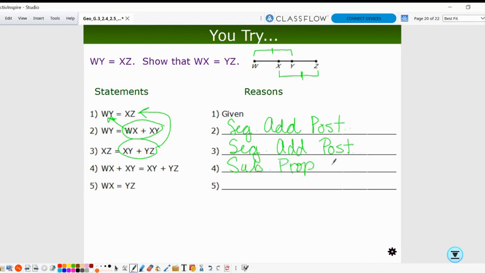Again, you might also say this is of equality. You might also say transitive property of equality. And lastly, to get to the WX and the YZ, this part and this part, notice that we have the same X and Y on both sides of the equation. So our last step is actually to subtract those, get them out of there. So we're left with WX equals YZ, and that's your subtraction property of equality.